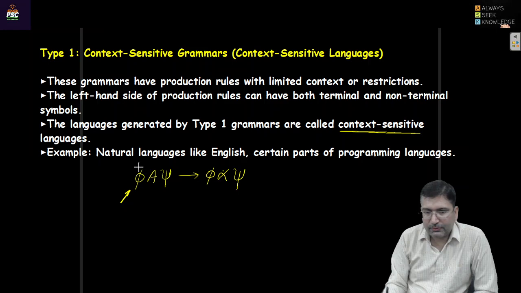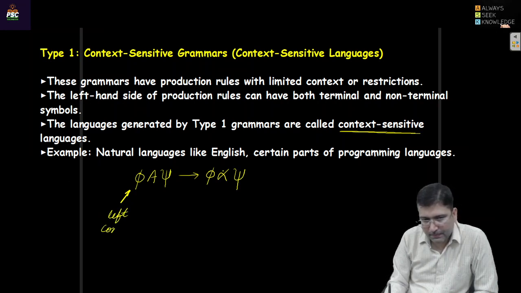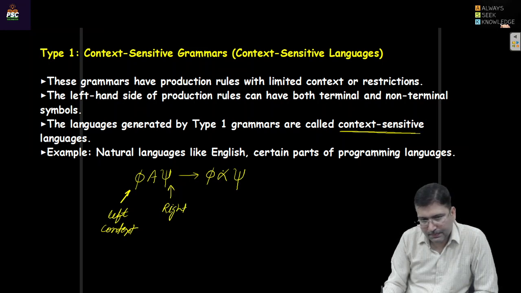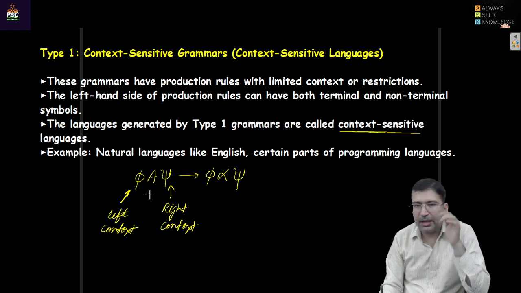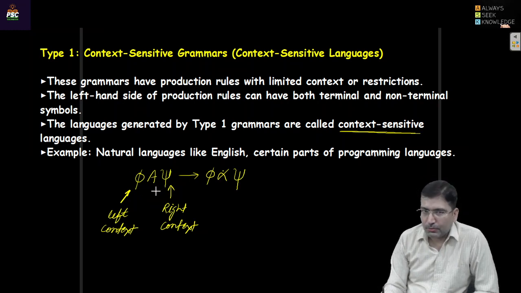So I'm taking the phi symbol to represent the left context. And let's say I'm taking this psi, which is the right context. These phi and psi can be anything, any combination of terminal and non-terminal symbols, and these two can be null also. But if any left or right context is present in the production rule at the left hand side, it has to be alive at the right hand side also.